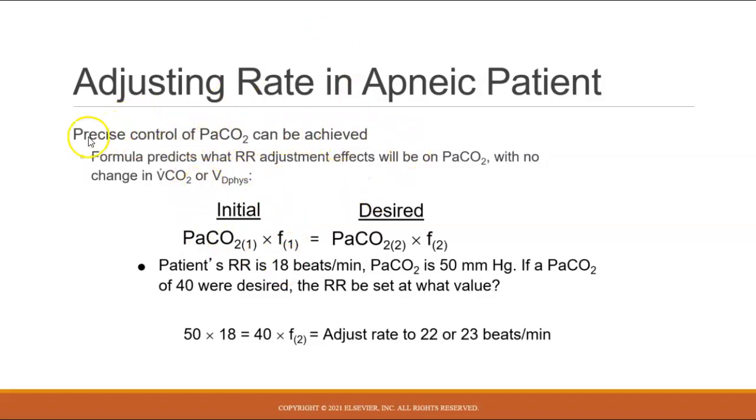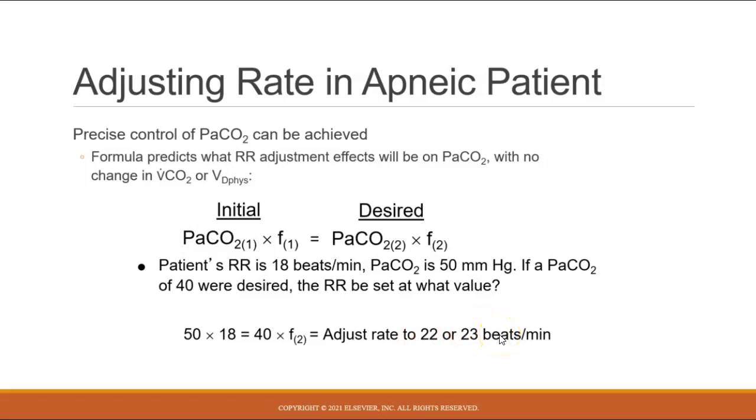So if your patient is apneic, you can have very, very precise control of the CO2 because the patient's not going to be breathing over what you have them set at. Again, you can use this formula to predict it, plugging in those values. If you use a respiratory rate of 18, and that gave you a PCO2 of 50, and I want my PCO2 to be 40, I just plug these in. 50 times 18 should equal 40 times whatever the new frequency will be. If I do the math out, that gives me a respiratory rate that I should be setting of around 22 to 23.